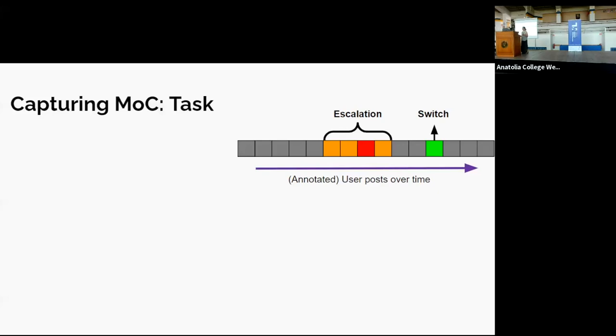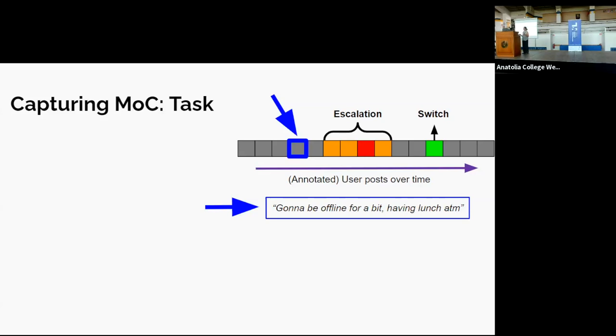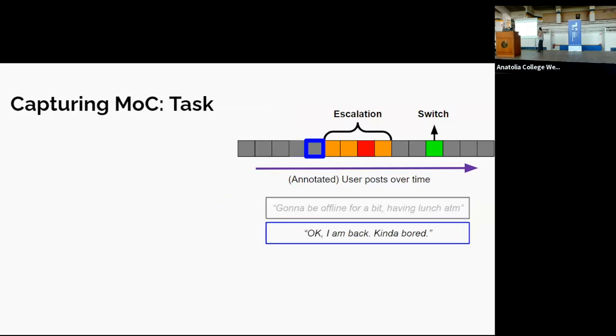To illustrate an example of an escalation, let's assume that this little sequence is a timeline, and all of these squares are posts. This one is quite a neutral post: "Gonna be offline for a bit, having lunch at the moment." "Okay, I'm back, kind of bored."